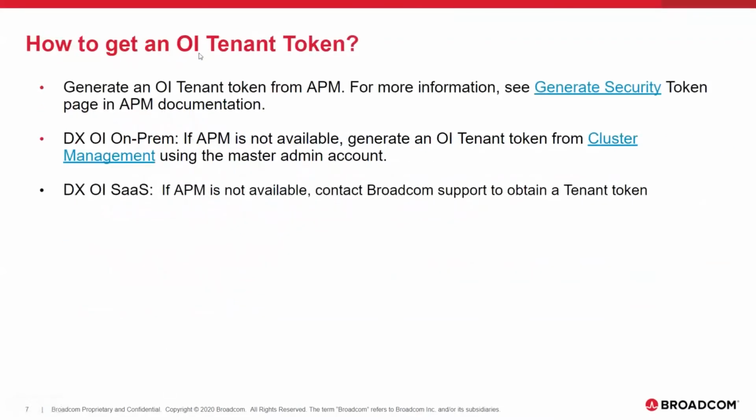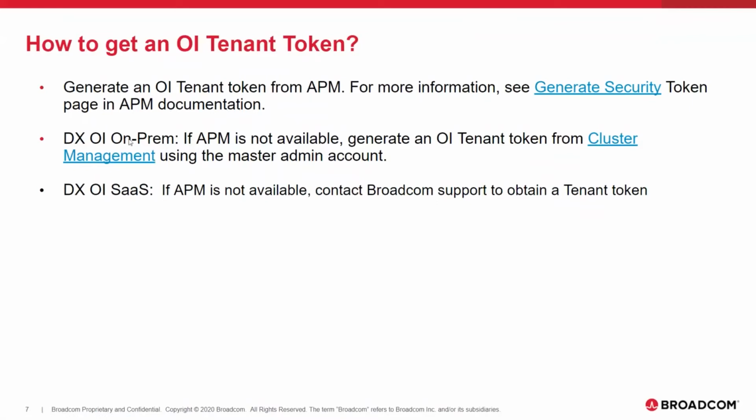So how to get an OI tenant token? This is already part of the Spectrum Data Publisher documentation. However, I have listed it here to make it easy for support to get quick access. If the OI is SaaS or on-prem, installed along with APM, then they can see this particular link, the generate security token page in the APM documentation.